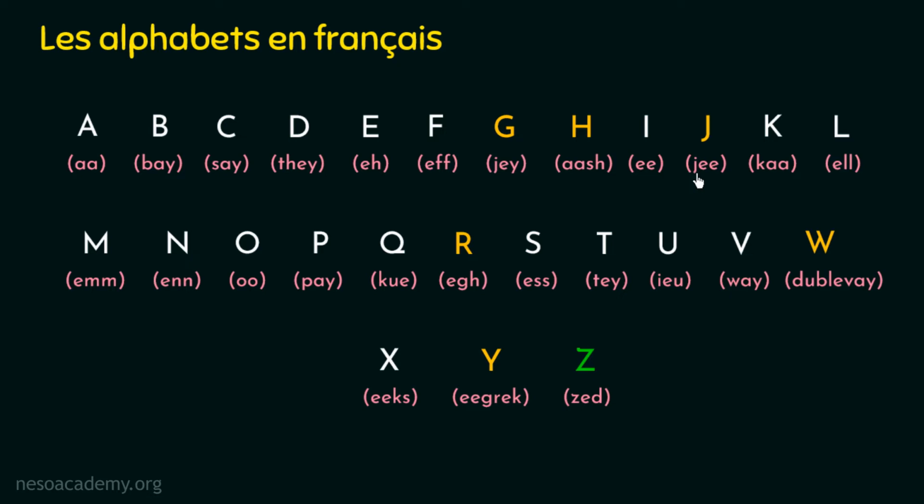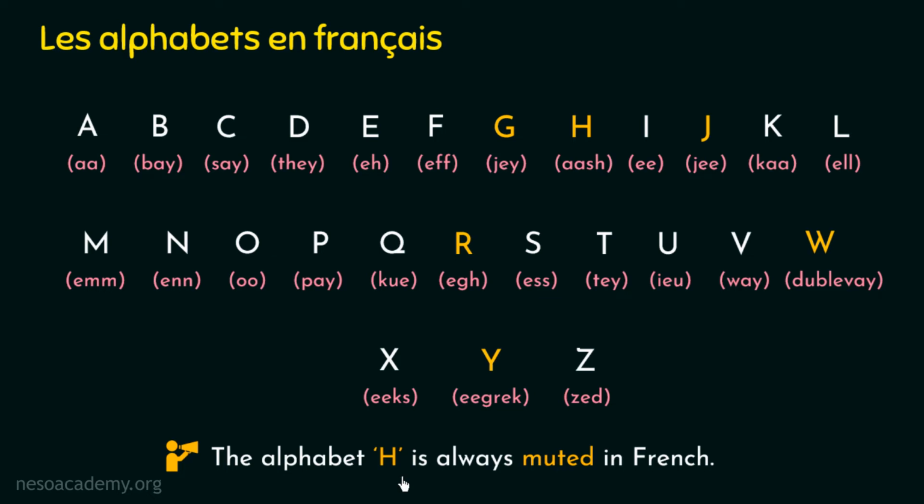Now have a look at this alphabet H. In French, this alphabet is pronounced as H. Now there is a very important point about this alphabet that you should note down. And the point is that the alphabet H is always muted in French. It means that whenever we are using the alphabet H in any particular French word, it will always be muted. We will not pronounce this alphabet H in any case. Alright?